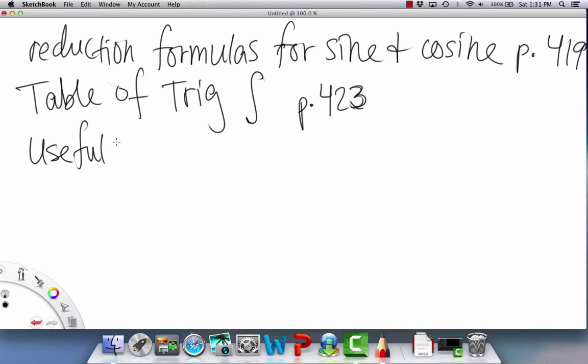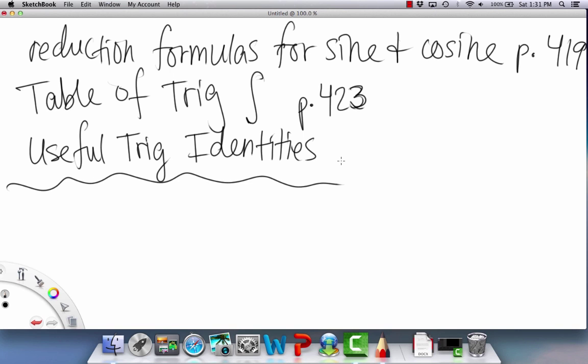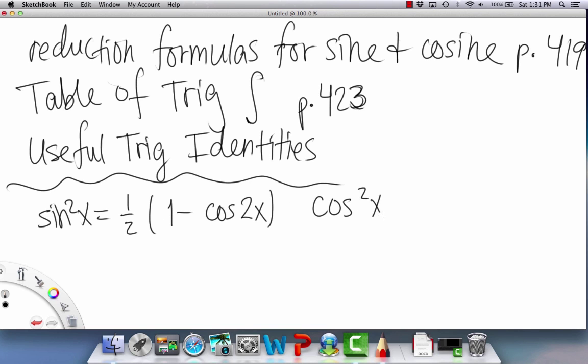Another thing: some useful trig identities. I guess they're technically formulas, but you should be familiar with these by now anyways. Here are some useful ones, and I'll write them down to emphasize them. Sine squared x equals 1/2 times 1 minus cosine 2x. These come from the double angle formula for cosine 2x. On the other hand, cosine squared x equals 1/2 times 1 plus cosine 2x, the same thing except now there's a plus in the middle. Those are pretty easy to remember.